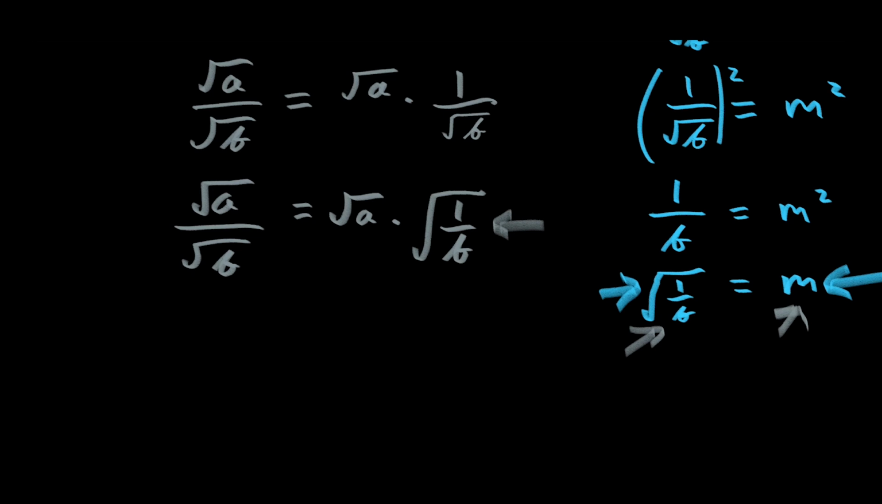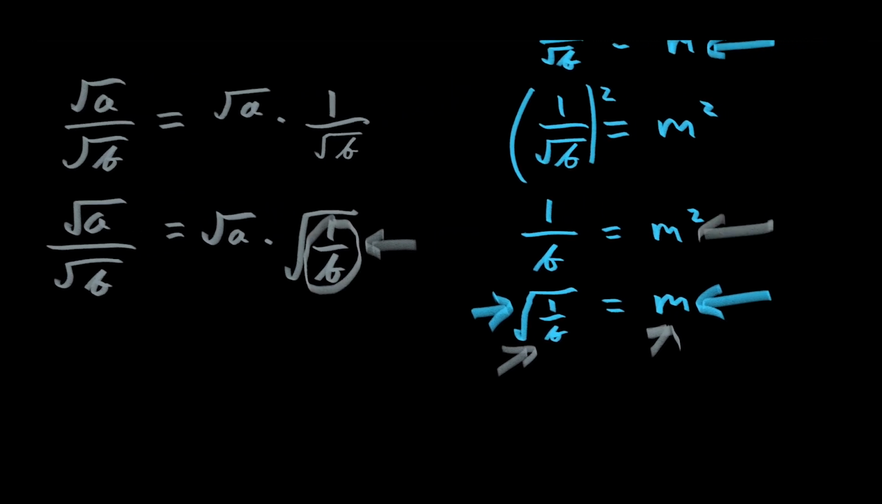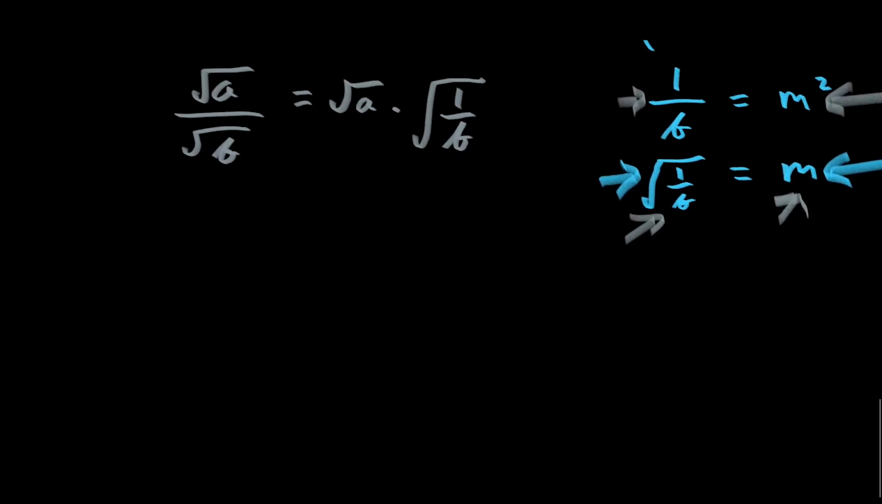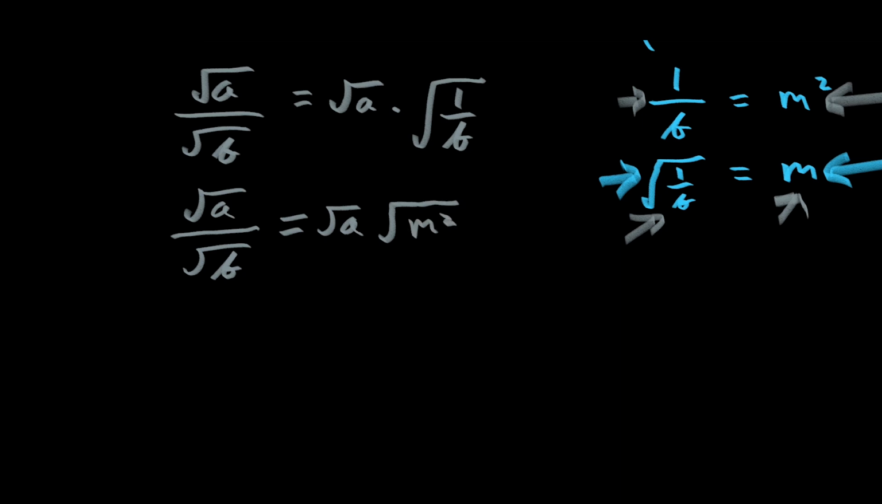I'm just going to replace this 1 over b underneath the radical with this m squared here, because it is equal to 1 over b. This is unnecessary, but it will make it easier to see how the product property of radicals is being applied to prove the quotient property of radicals. So square root of a, we have the square root of 1 over b, but we are replacing that with m squared.